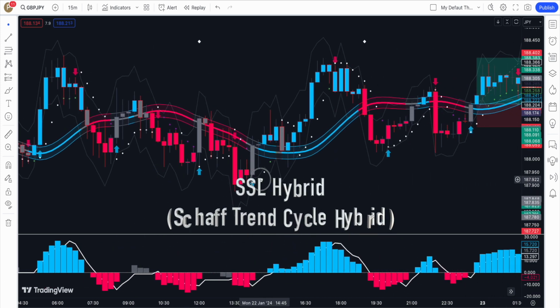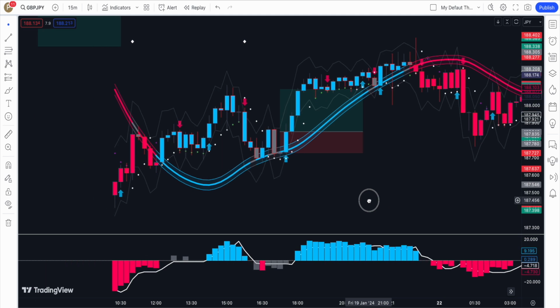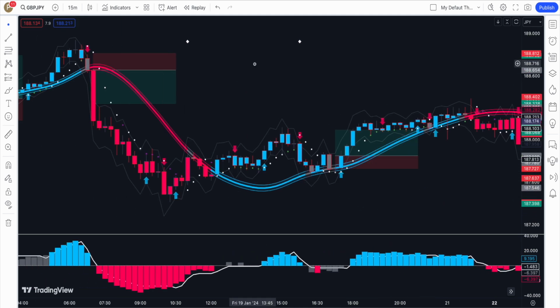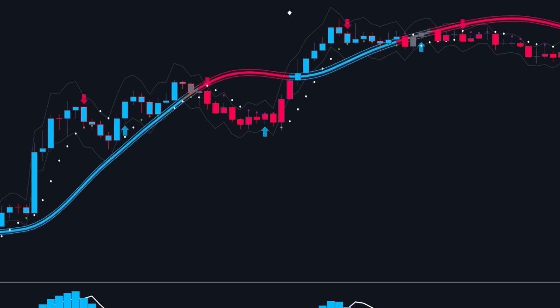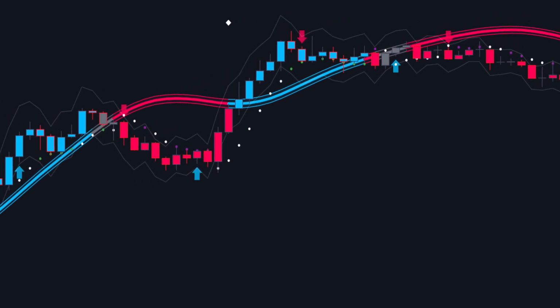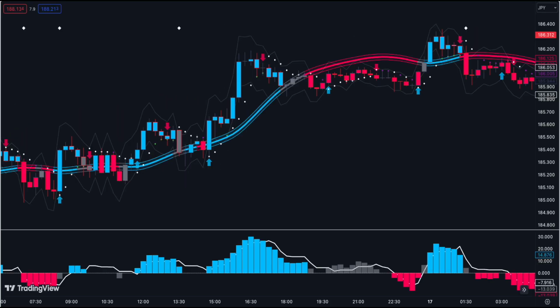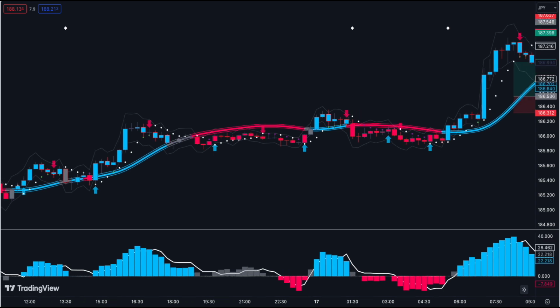The SSL Schaff Trend Cycle Hybrid indicator is a technical analysis tool used to identify trends and potential trend reversals in financial markets. The SSL Hybrid indicator combines elements of the SSL channel and the SSL fast, slow indicators to provide more robust signals about trend direction and strength. It aims to filter out market noise and provide clearer signals for traders.